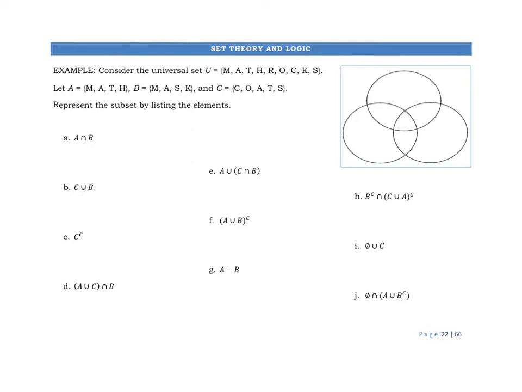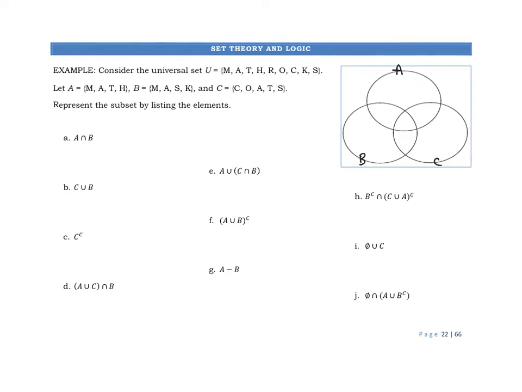So, our universal set has the elements of the letters that spell MATH ROCKS. Set A, and why don't we go ahead and make this set A up here, and let's make this set B and set C. So set B has MASK and set C has COATS.